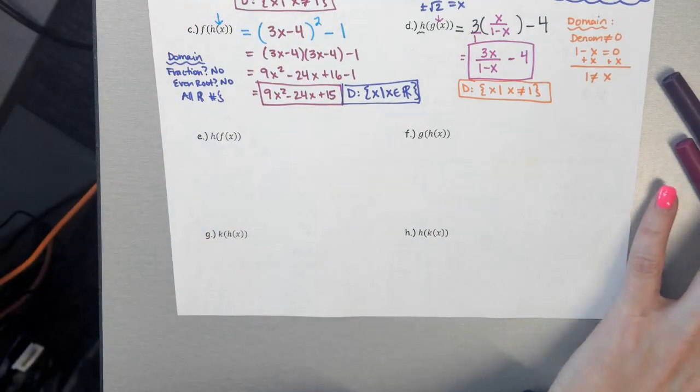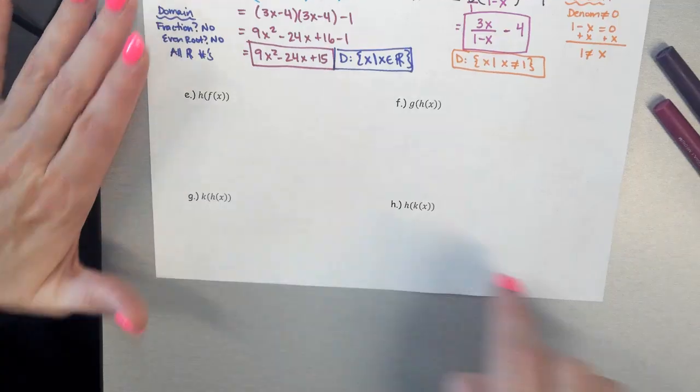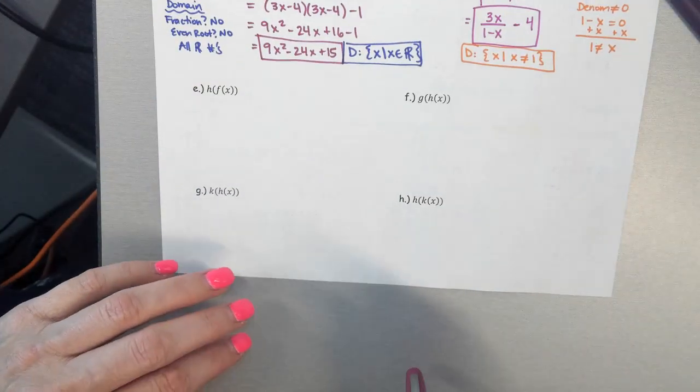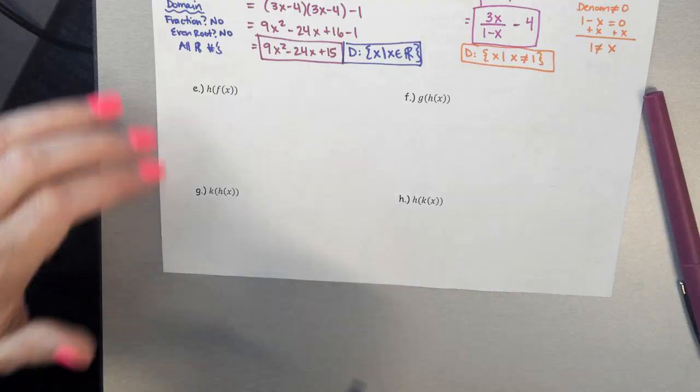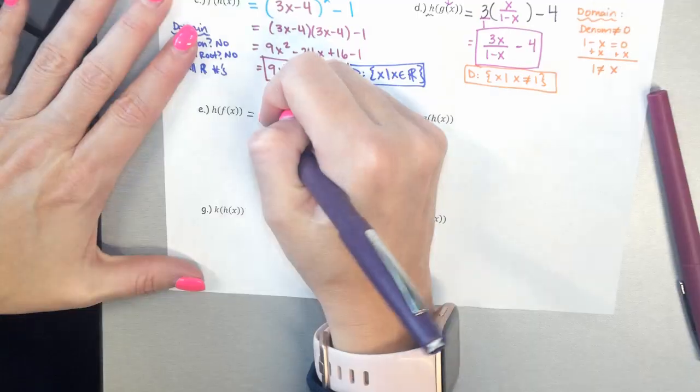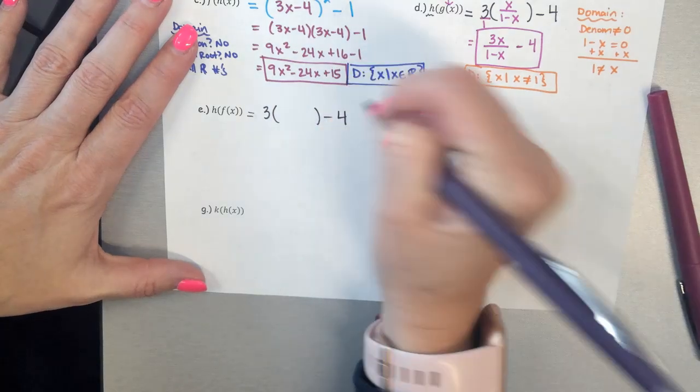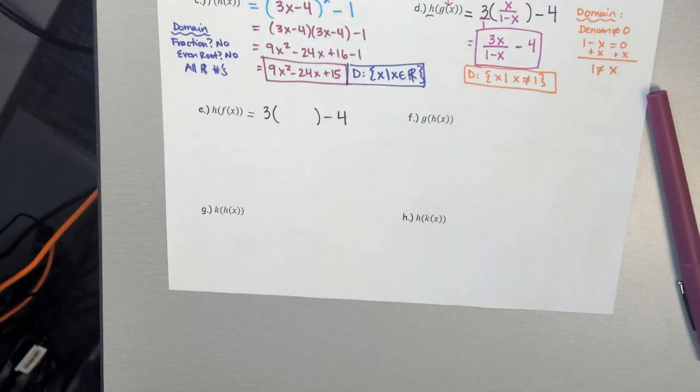All right, and then for part E, again, look at what's on the outside. So h is on the outside. If h of x is 3x minus 4, you're just going to start with the function, and then instead of the x, I'm putting parentheses because that's where you're going to substitute in. See if you can plug in that f of x, and then think about how we would simplify.